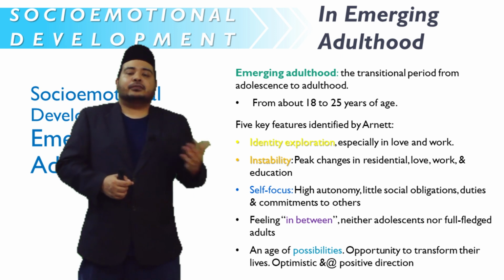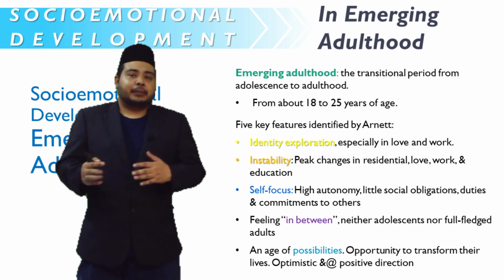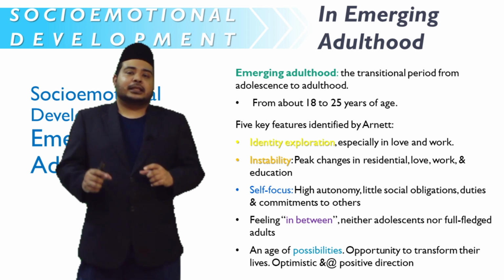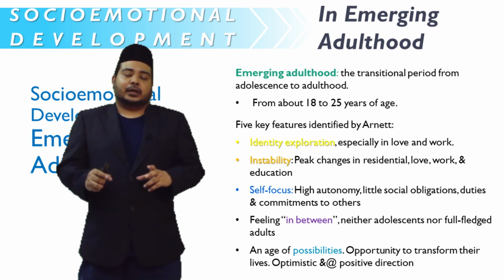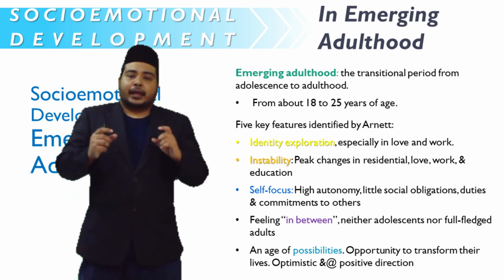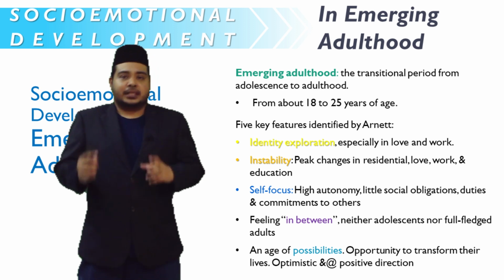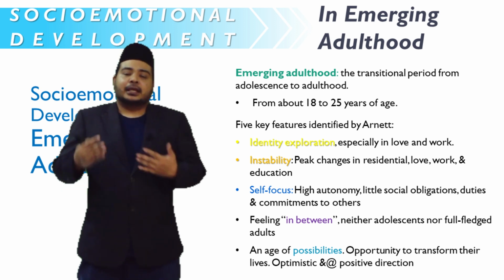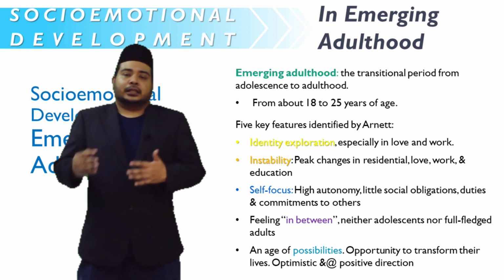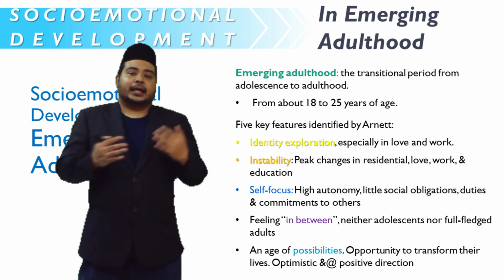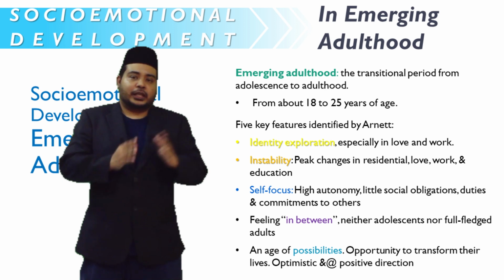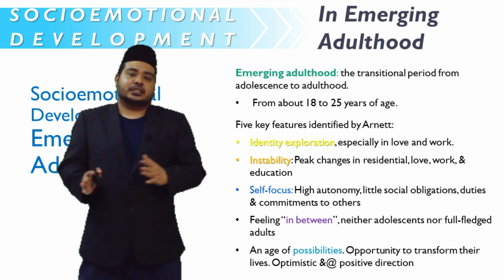The second important key feature is instability. This is a period of high instability among emerging adults, in late adolescence or early adulthood. Why? At this time, there are big or frequent changes in terms of residence, in terms of love, in terms of career, as well as education. So a lot of frequent changes happen during these 18 to 25 years of age.